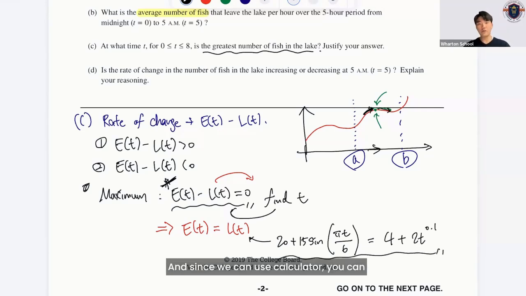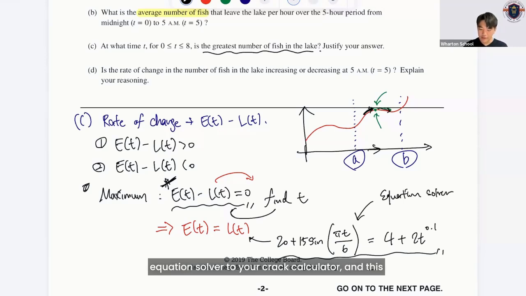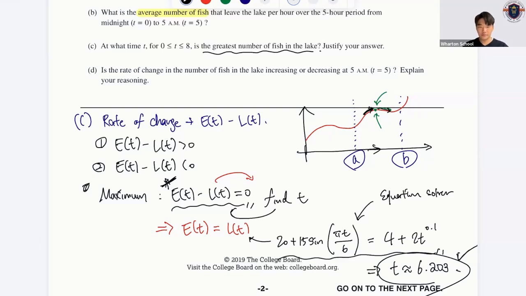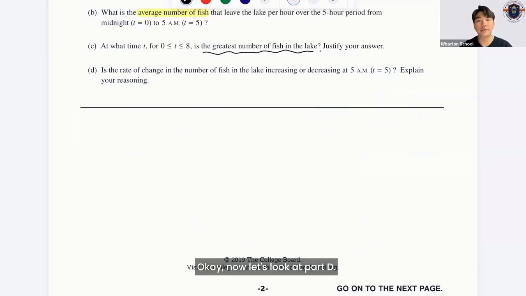Since we can use a calculator, you can just put this into the equation solver on your calculator. This will give you approximately t equals 6.203. So we realize the greatest number of fish in the lake happens right around this moment. Okay, now let's look at part D.